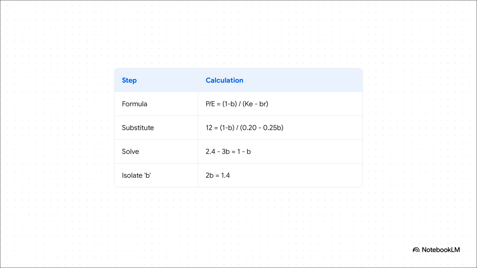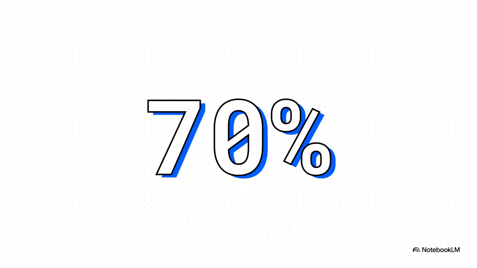From here, it's just a little bit of algebra to get B all by itself. And boom, there's our answer, 70%. So what does this actually mean? It's simple. To get that higher PE ratio, Y Limited needs to retain more of its profits, bumping that ratio up from 60% to 70%. This makes perfect sense because more retained cash fuels higher growth, and investors will pay a premium for that growth, especially when the company's 25% return is higher than the 20% investors require.